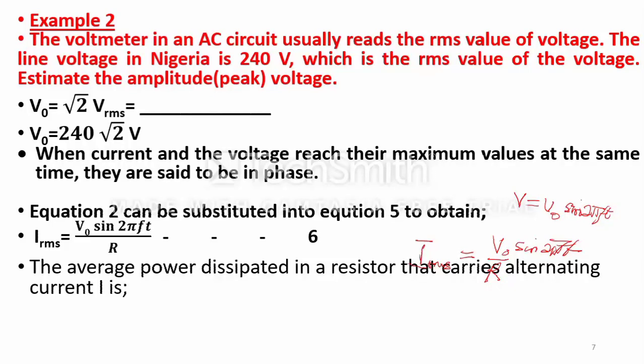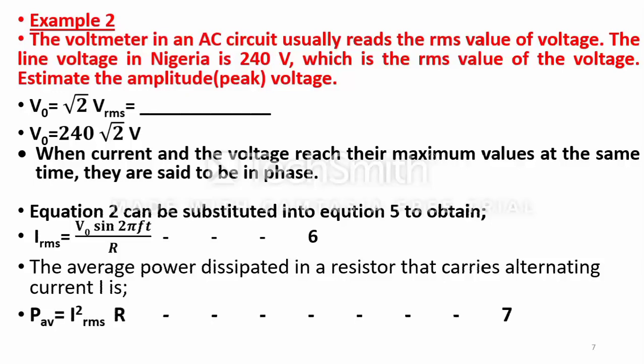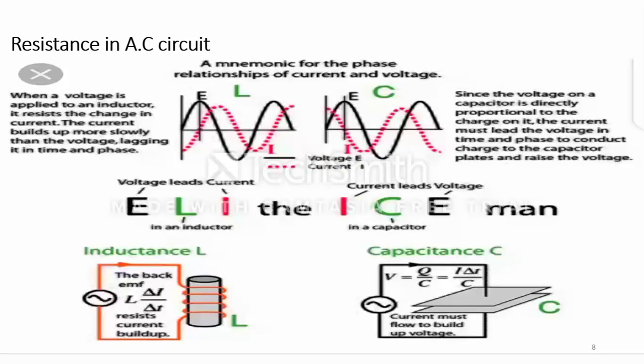The average power dissipated in a resistor is given by P average equals I square R. Please note that expression because we are going to apply it. Look at this diagram. When a resistor or when a capacitor is connected in a circuit as shown in the diagram below.